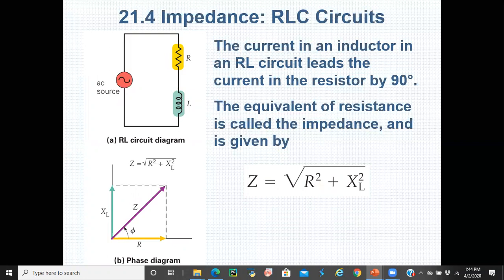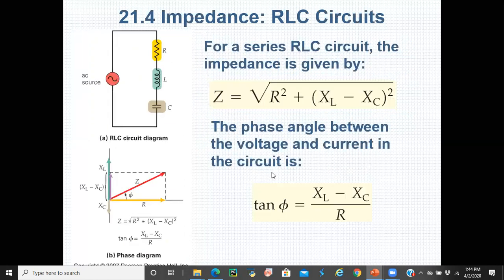So this is an RL circuit. In this case, impedance will be the combination of resistance and inductive reactance. This is the inductive reactance and this one is the contribution from resistance. If all three components are present, resistance, inductance and capacitance, then the overall impedance is given by the square root of R square plus (XL minus XC) square.